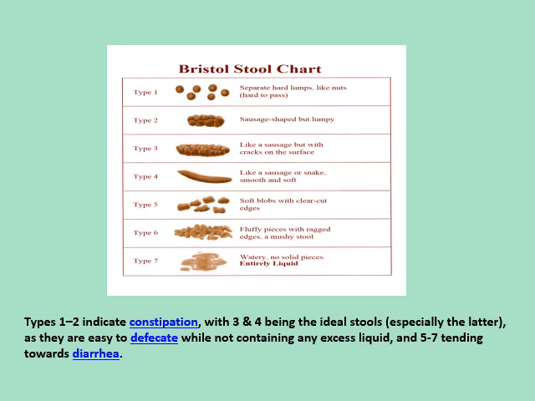This slide shows you the Bristol stool chart, and you see there are 7 types. The first two types are considered constipated stool, hard to pass, hard lumps, sausage shape. Types 3 and 4 are considered normal, passed by healthy people, and 5 to 7 are considered diarrheal or abnormal stool, excessive fluid containing, tending to be diarrheal stool.